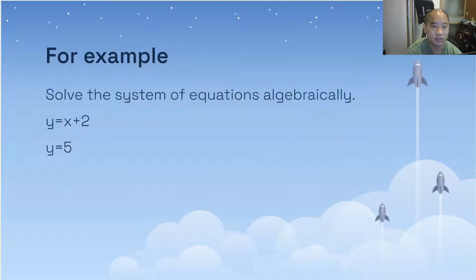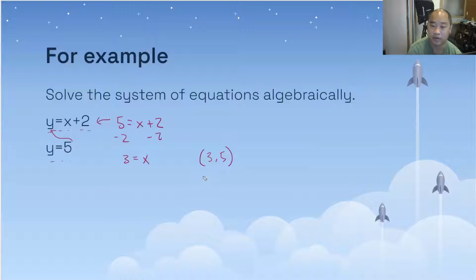For example, let's say we have this system of equations. We have y equals x plus 2, and then we have y equals 5. Well, if we know that y equals 5, we can just put 5 into y here and rewrite this equation as 5 equals x plus 2. Then we just subtract 2 from both sides, and 3 equals x. So now we know what x equals and what y equals. So this would be (3, 5).